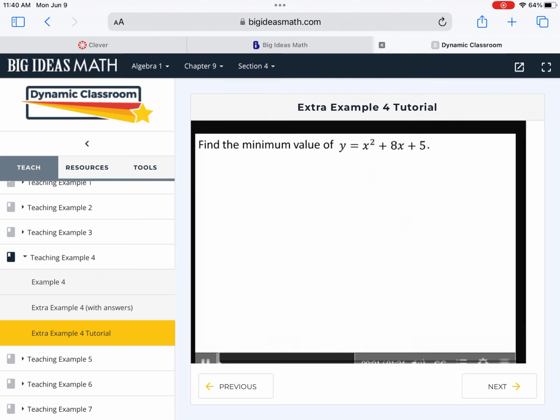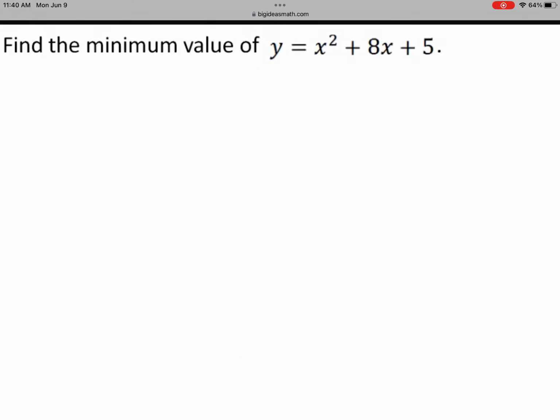Find the minimum value of y equals x squared plus 8x plus 5. Begin by writing the function in vertex form. To do this, first subtract 5 from each side, giving you y minus 5 equals x squared plus 8x.